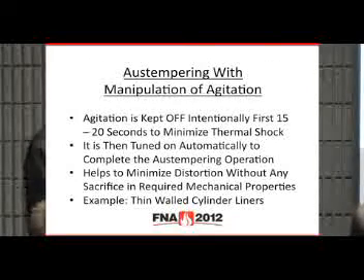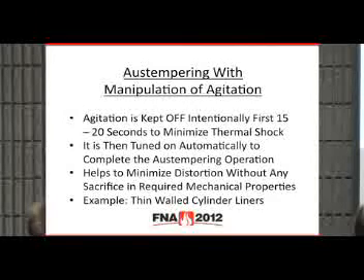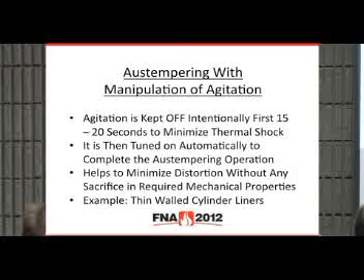Austempering with manipulation of agitation. Here the example is thin-walled cylinder liners, where agitation is intentionally kept off for the first 15 to 20 seconds to minimize the thermal shock. It is then turned on automatically to complete the Austempering operation. This helps in minimizing distortion without any sacrifice in the required mechanical properties. And the example I already mentioned.